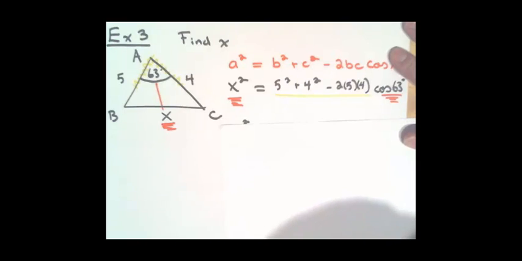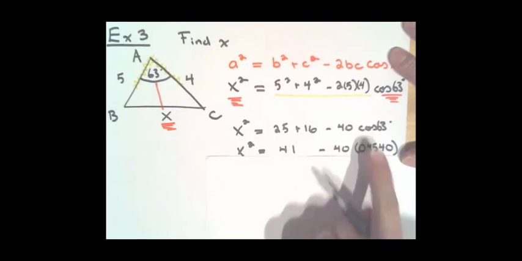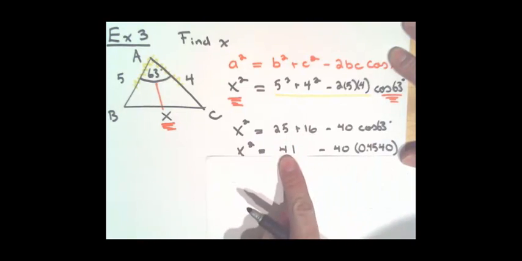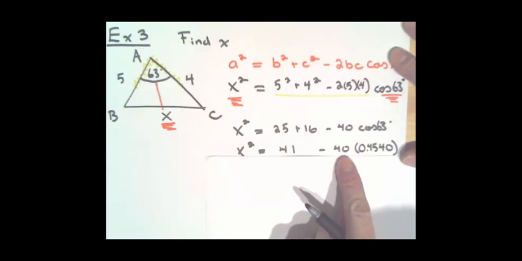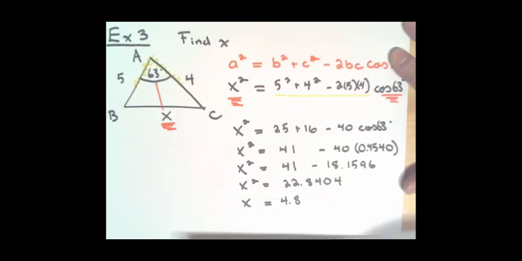Okay, you're back, you've tried this, and I worked it out the long way, so there's all my numbers. Then I ended up taking the cosine of 63 to 4 decimal places, added those two numbers up to give 41. Next up I'll have to multiply 40 by 0.4540, and I get minus 18.1596. Take that away from 41, x squared is equal to 22.8404, and x is 4.8.